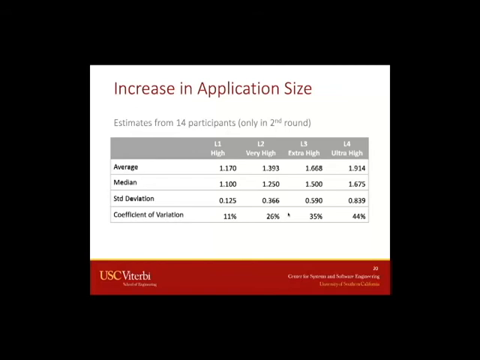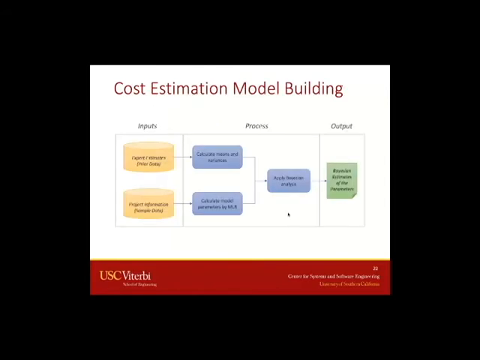So how are we going to use these estimates? From the estimates from experts, we will calculate the means and variance as we showed. We're also going to get information from projects. We'll calculate the security parameters and other model parameters with multiple linear regression. And then we can combine these two sources of information, applying Bayesian analysis, to produce an optimal combination of these two sources.